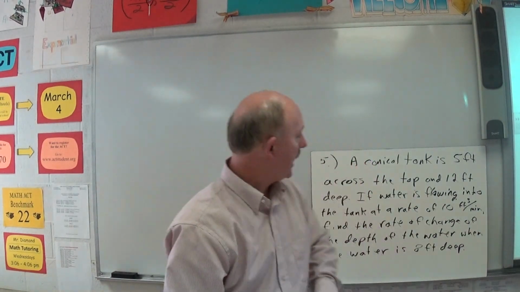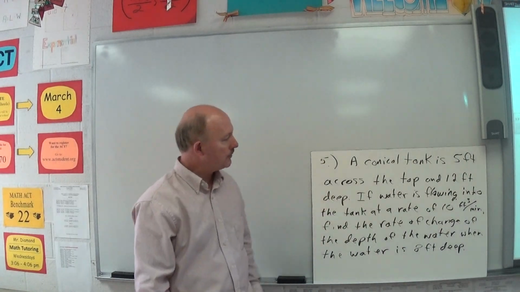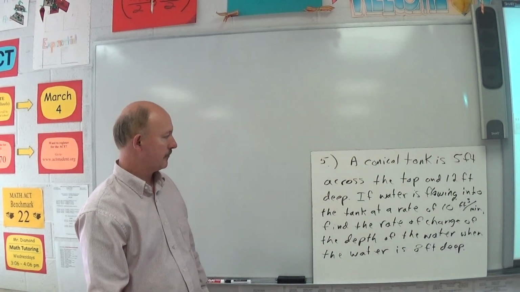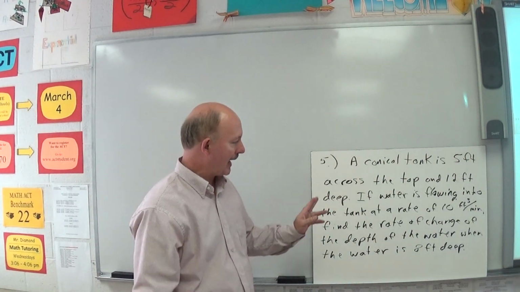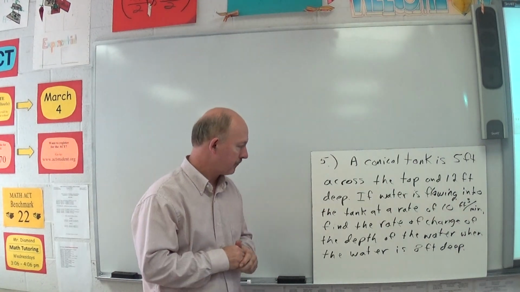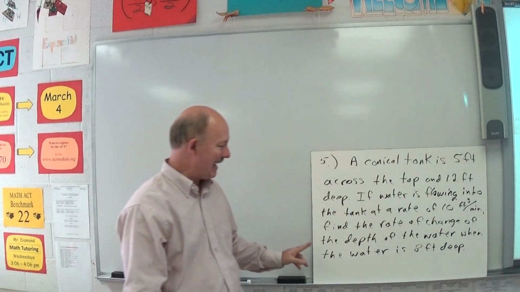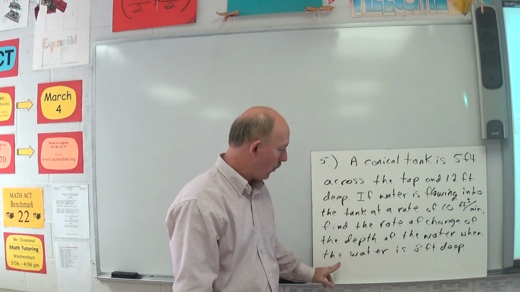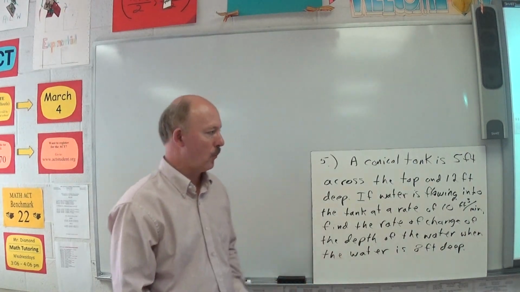It says a conical tank is 5 feet across the top and 12 feet deep. If water is flowing into the tank at a rate of 10 cubic feet per minute, find the rate of change of the depth of the water when the water is 8 feet deep. So when the water is 8 feet deep.